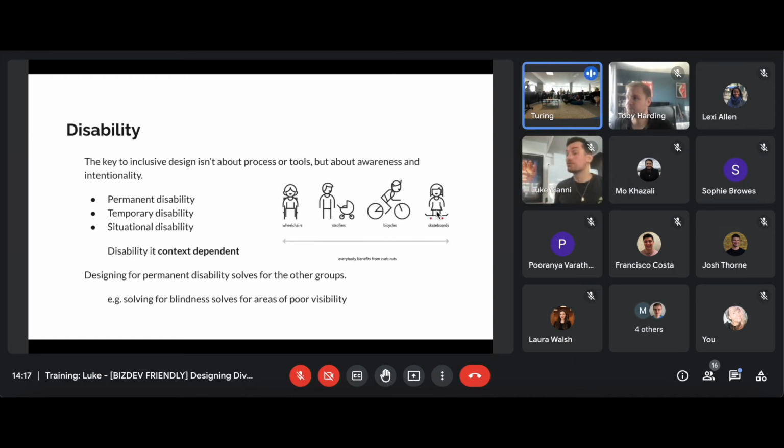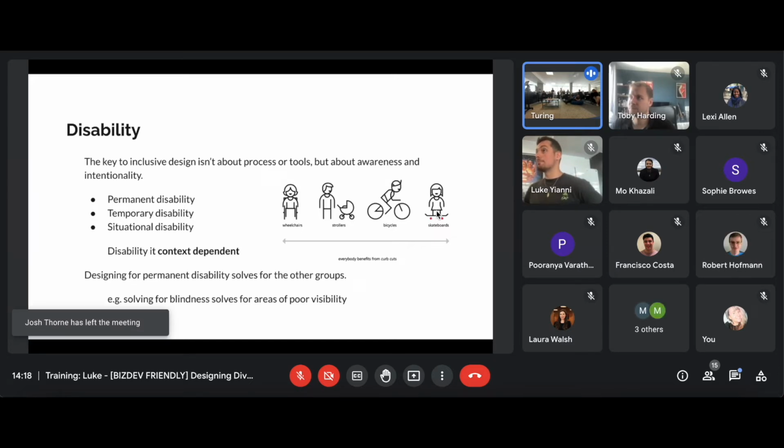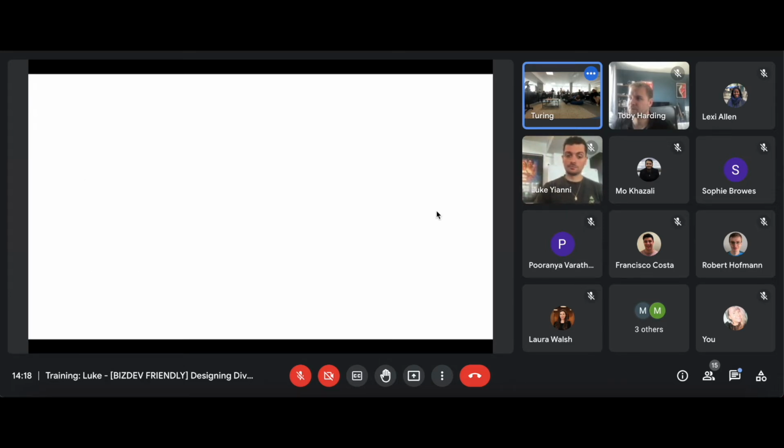Here's another example. If you're designing pavements and you're trying to make them more accessible for people with wheelchairs, you're also helping people with strollers, bicycles, skateboards, and loads of other things, like a trolley coming from a supermarket. You're solving for all of those cases by being more accessible.